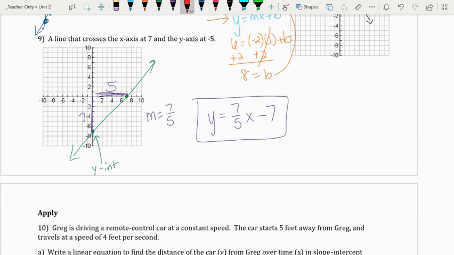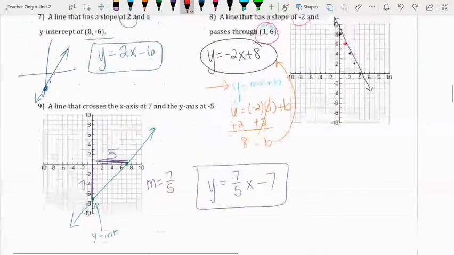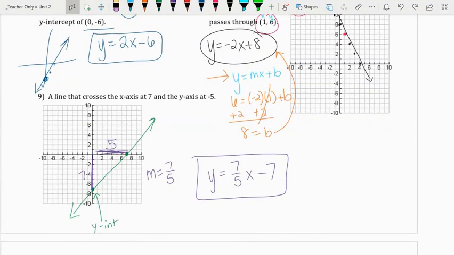Notice how all of my equations have a y and an x in it? You can, like we showed you up here, plug in for y and x, but your final answer should have them as y and x.